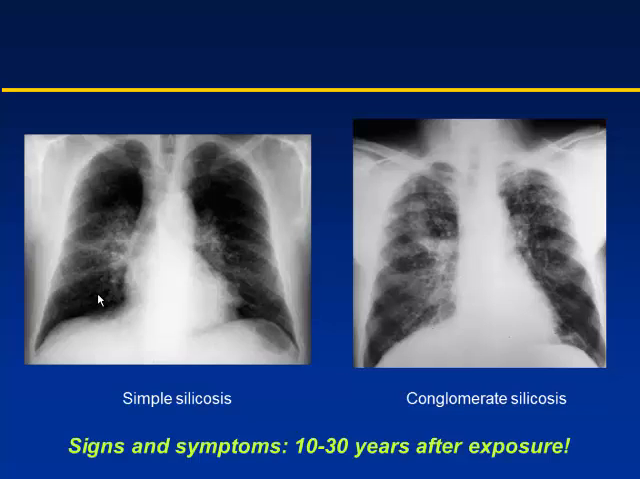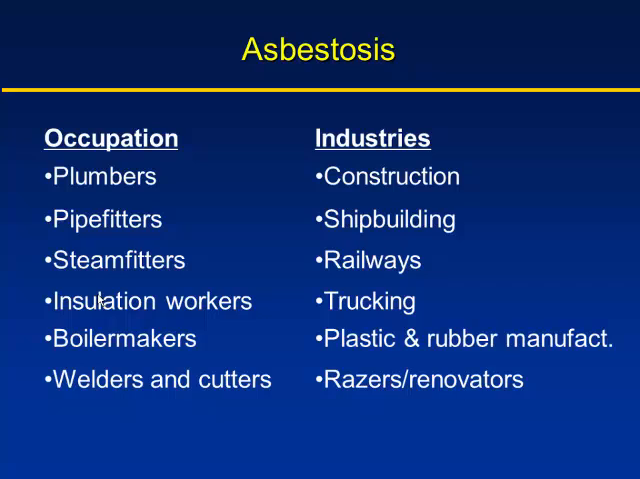This is another important point about getting the story early on, because it sometimes doesn't express itself until 10 to 30 years later. So what they did for a living 5 years ago may be irrelevant. And we know the various industries and occupations associated with asbestosis, anything that involves insulation in the old days. Insulation of pipes, pipe fitters, steam fitters, boiler makers, etc.